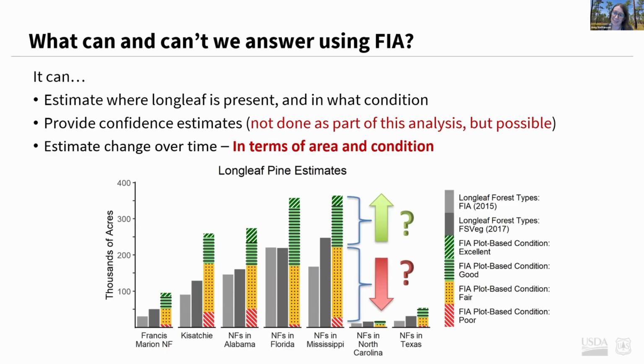So putting this in the context of the 2012 planning rule, the planning rule talks about maintaining and restoring ecosystem integrity, including structure, function, composition, and connectivity. Acres of forest type by themselves don't get at that, but condition does.